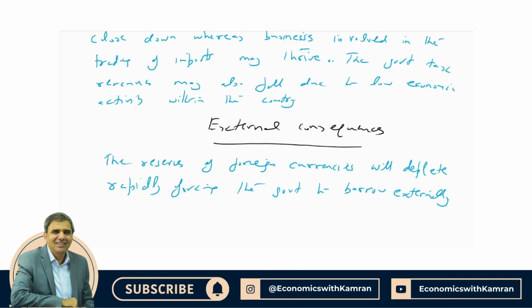And that is the reason that Pakistan's external loans are exceeding $130 billion now. And in next 2.5 years, actually less than 2.5 years, we have to pay $75 billion to our lenders. It's a staggering amount for a country like Pakistan, whose economy, real GDP per annum is around $350 billion. For us, this is a huge payment. And this is one of the major worries of our economic advisors. So reserves of foreign currencies will deplete rapidly, forcing the government to borrow extensively.